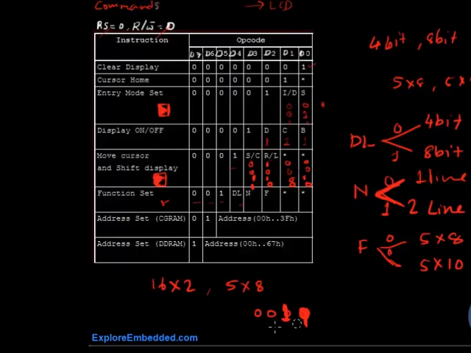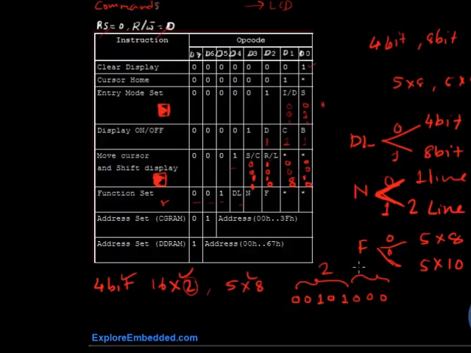So let us do it one more time. We want the LCD to be in 4-bit mode. It is a 16 cross 2 LCD, and we want the font size to be 8. So the command would start with 001. Then we want it to be in 4-bit mode, so DL would be 0, and the number of lines that our LCD has is 2, so N would be 1, and the font size is the default font size, which is 5 cross 8, so this would be 0, and the rest I don't care, so if we take them as 0, the command would be 0x28.